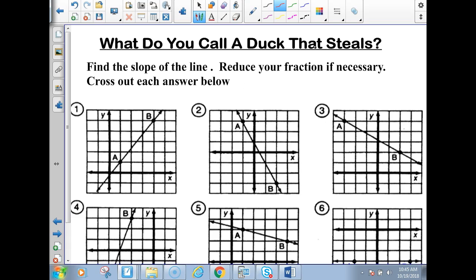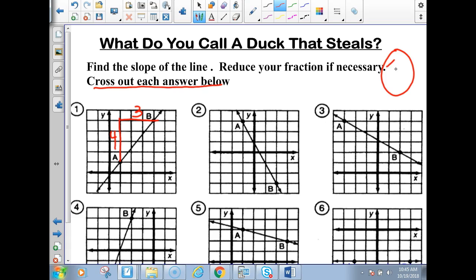All right, what do you call a duck that steals? I don't know, but we'll find out. Find the slope of the line, reduce your fraction if necessary, and cross out the answer below. So, for example, to go from A to B, you are going left to right. So you start at A, you go to B, you count vertically 1, 2, 3, 4, up, and right 3, which is a positive slope. Remember, slope man.